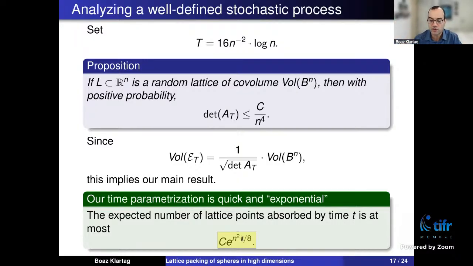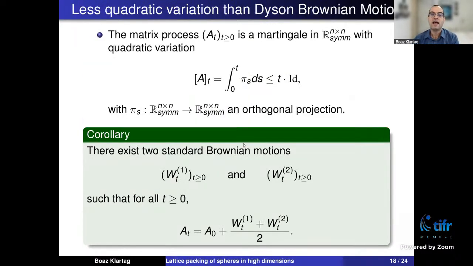How many points I absorb by time t? It's e to the n squared t over 8. So this time t is exactly when you get n squared points. So this is when I stop the process. And what I need to show you is that the volume of the ellipsoid is basically the determinant of this matrix. I need to show you that with positive probability, actually probability 99%, the determinant of A is at most n over some number, because the volume is 1 over the square root. So I need to do this analysis. And the nice thing about the evolution of this matrix process is that it's a martingale.